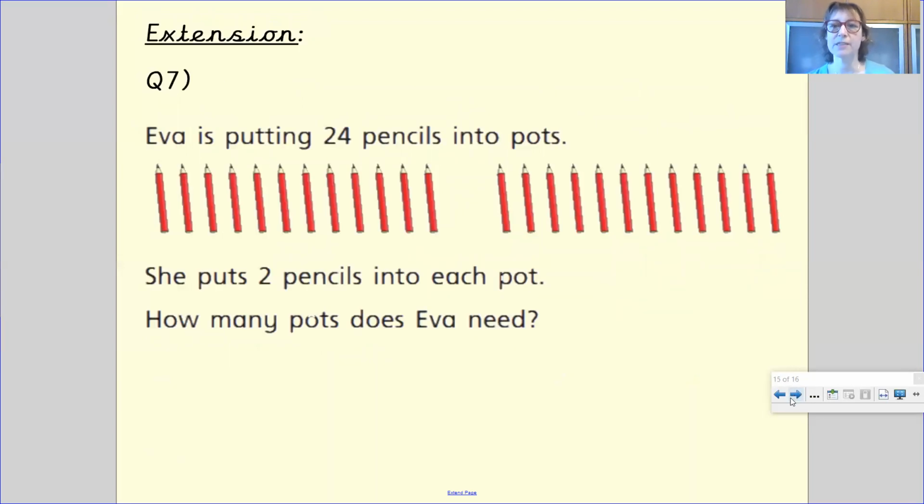Right, so a couple of extension questions for you to have a go at. So these are our reasoning questions. You have to think about these and actually try and work out what the answer might be. So Eva is putting 24 pencils into pots. She puts 2 pencils into each pot. So she has a pot and in it she puts 2 pencils. And then she has another pot and she puts in her 2 pencils. And she keeps going until she's used up all the pencils. How many pots does she need?